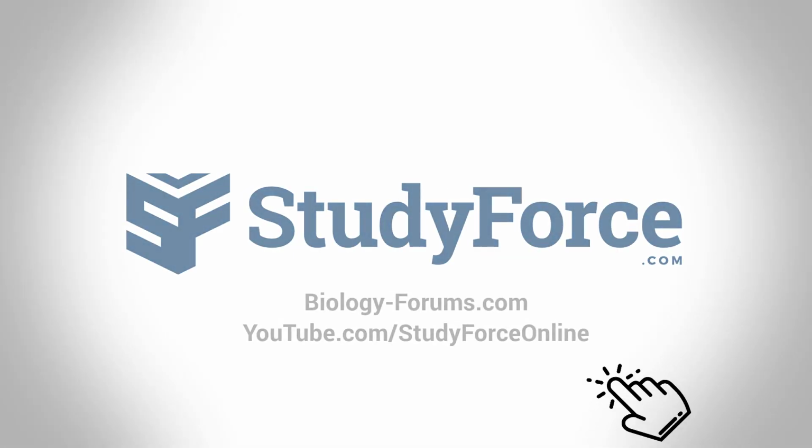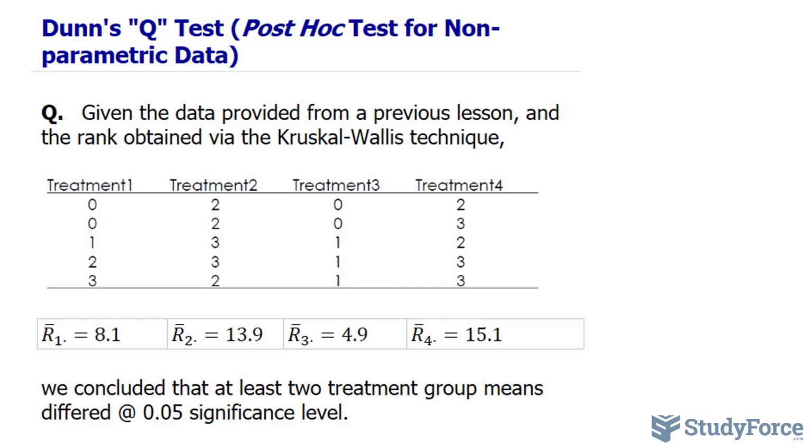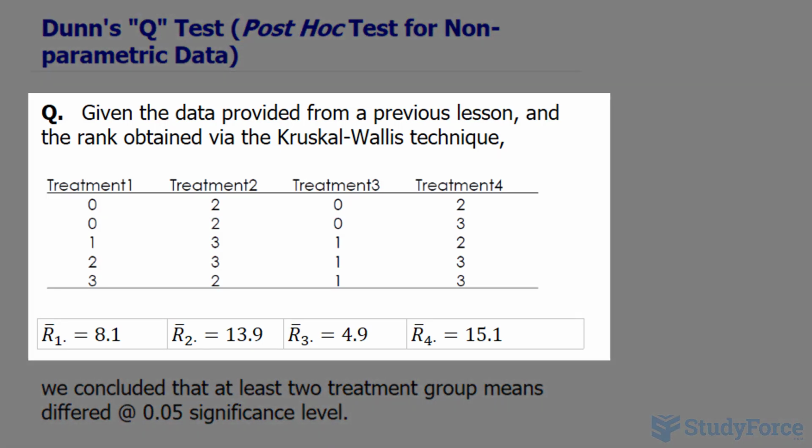In this lesson, we'll be discussing Dunn's Q-test, which is a post-hoc test for non-parametric data. This test is used to distinguish which groups are significantly different from a pairwise comparison.